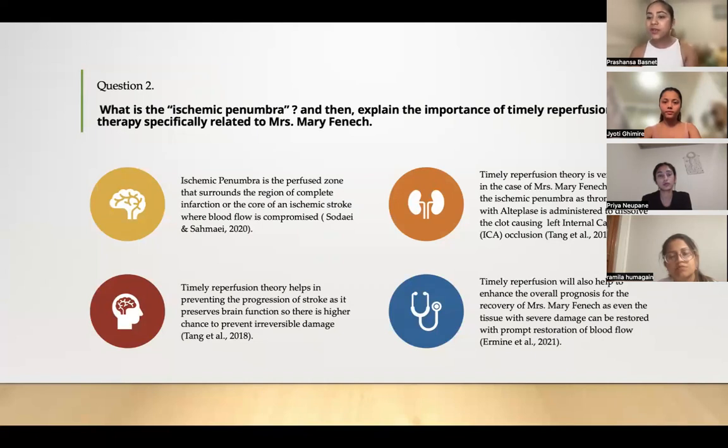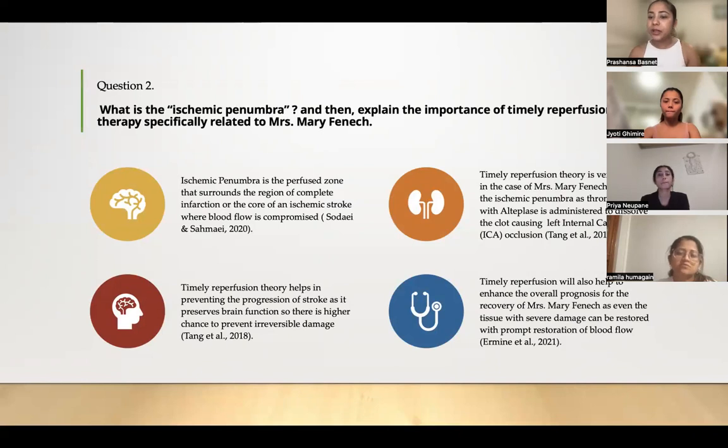Also, this intervention is very vital in avoiding further damage to brain tissue and reducing any long-term deterioration after a stroke. The significance of timely reperfusion therapy is to prevent the progression of the stroke by preserving as much brain function as possible, because there is more chance of preventing irreversible damage to the ischemic penumbra if the blood flow is restored quickly and promptly.